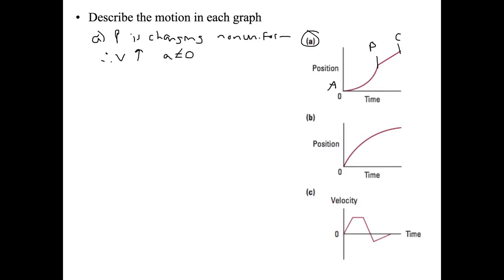Between B and C, so in this part right here, position is changing at a constant rate, meaning that V is not changing. And since V is not changing, we would say that the acceleration is 0. It's going at a constant speed.